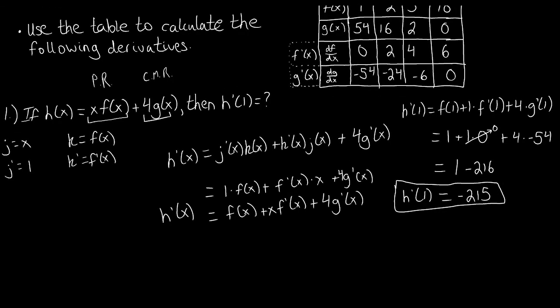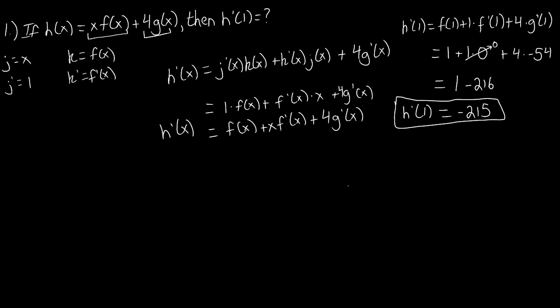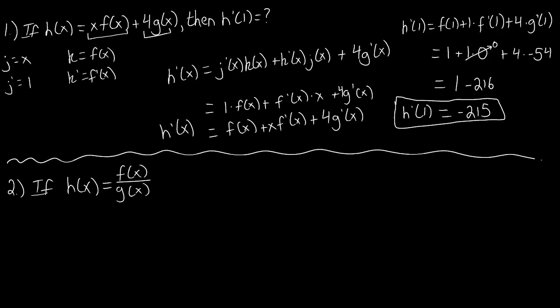So in our second question, we have a different definition of what h of x is. So here we're going to write, we have question 2. So if h of x equals f of x divided by g of x, let me go ahead and separate this off just so we know what we're dealing with. So if h of x equals f of x over g of x, then h prime of 2 equals what?